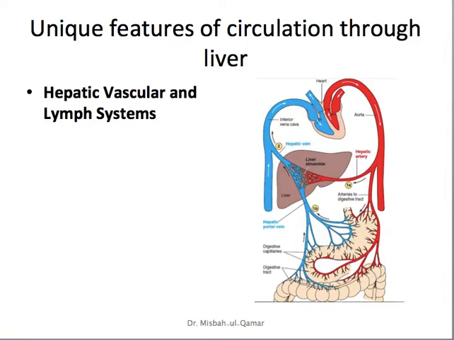Why do we say that there is low vascular resistance? Because, my dear, the pressure in the portal vein is only 9 millimeter of mercury, while the pressure in the hepatic vein is nil. Pressure in the hepatic vein is 0 millimeter of mercury, and this small pressure difference shows very low resistance to the blood flow through the sinusoids.